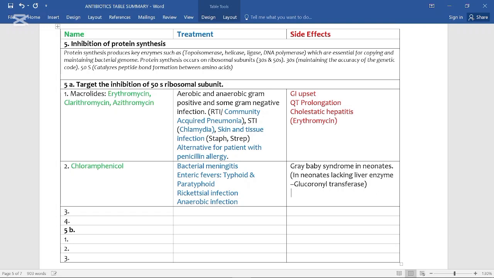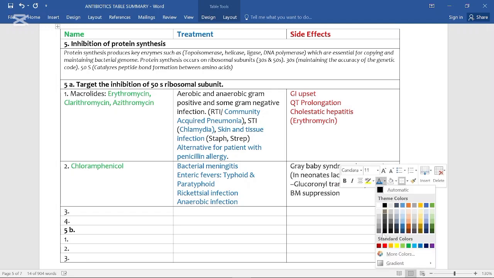This drug also causes bone marrow suppression. So watch for leukopenia, watch for thrombocytopenia, yeah, when it comes to using this drug. So that's all when it comes to chloramphenicol.